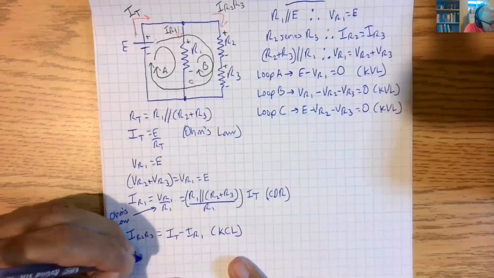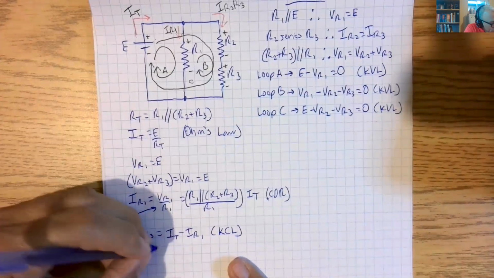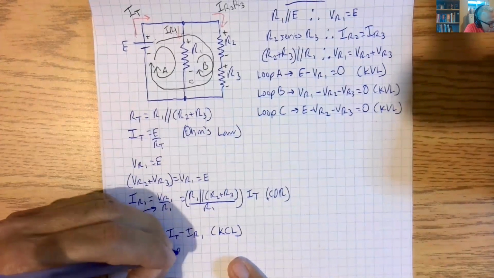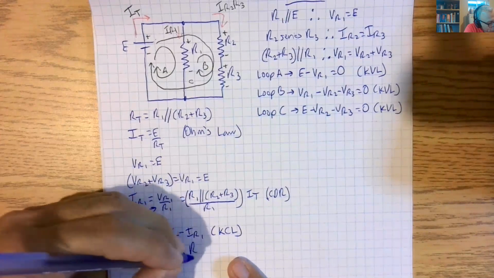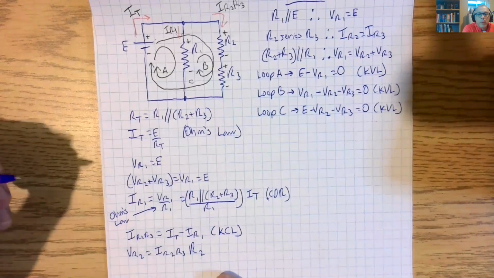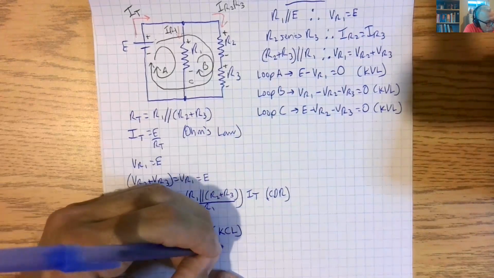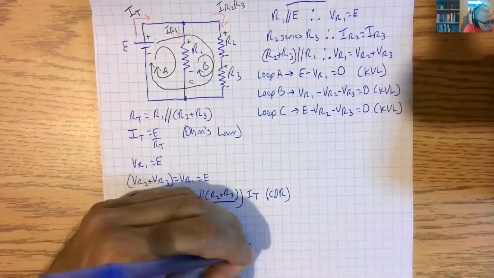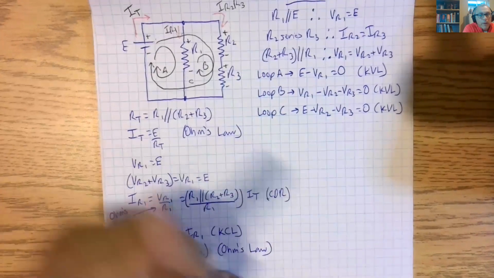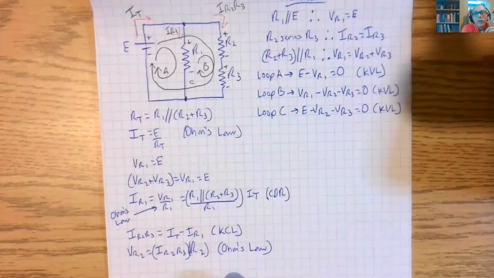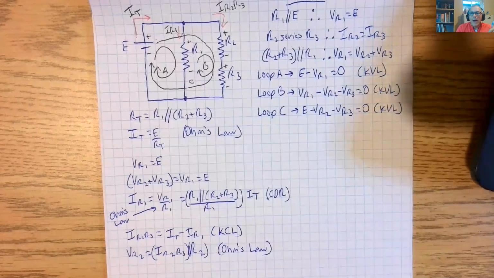Okay, so what is VR2? We could say that VR2 is equal to I R2 R3 times R2. We could say that. Ohm's law. And there's nothing wrong with using Ohm's law. You just can't always use it. You don't always have it available to you like that. Okay? But what else do we have?